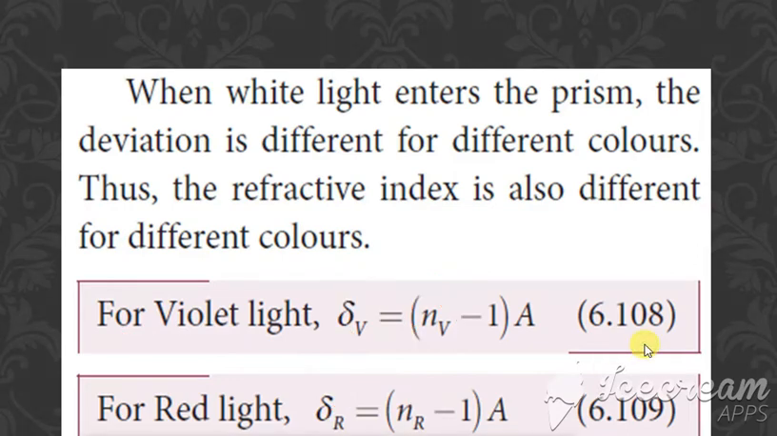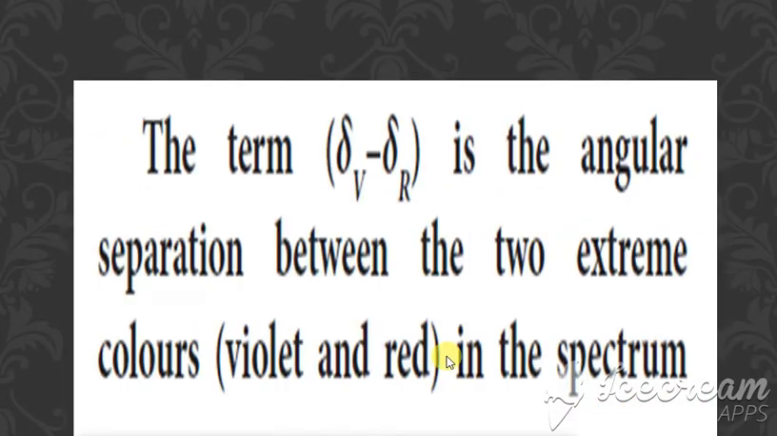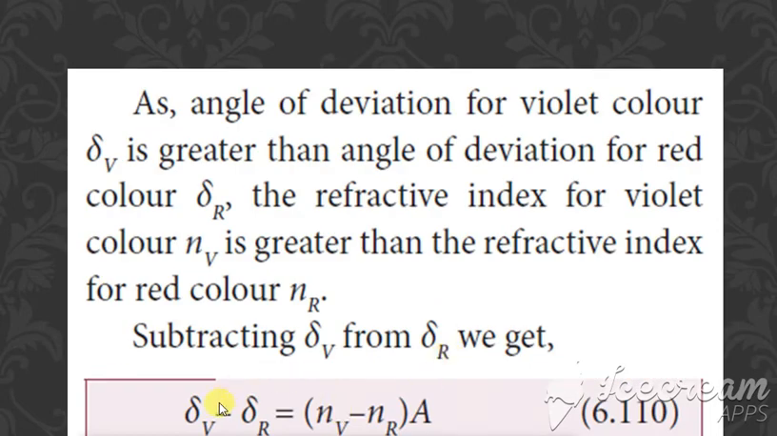Suppose you subtract these, then the equation becomes del V minus del R is equal to NV minus NR into A. This is a very important equation. You will be using this later. Del V minus del R is equal to NV minus NR into A.